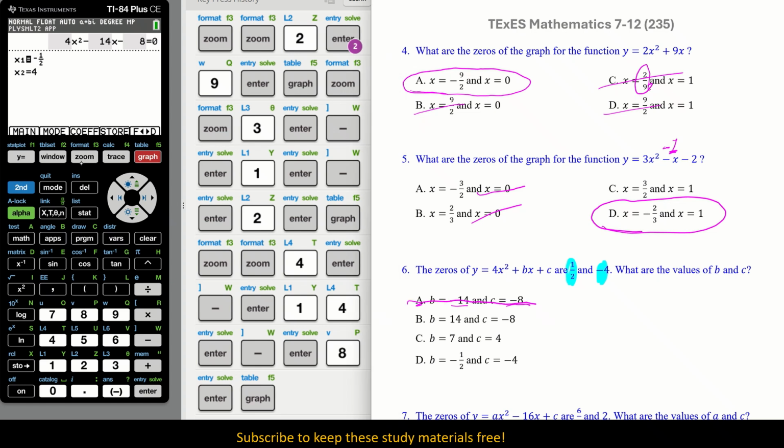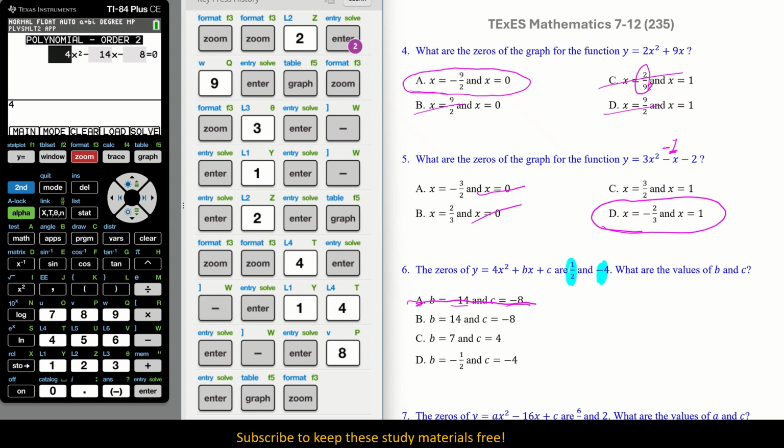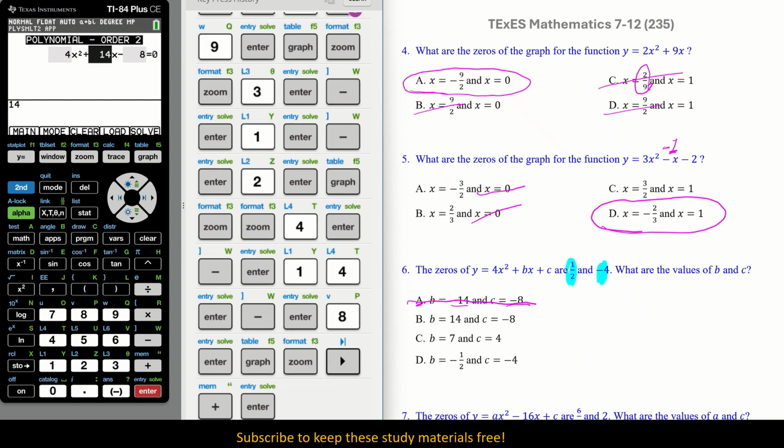So push zoom. Now we don't need to do all this typing over. Now, as you see, you can just arrow over. So go here. B is actually a plus. So push plus to type over. 14 is fine. Arrow over. Negative 8 stays the same. So all of that's going to work.